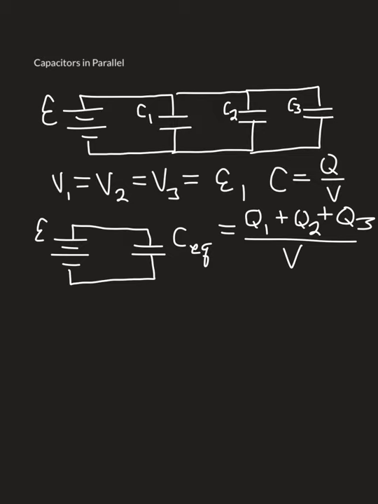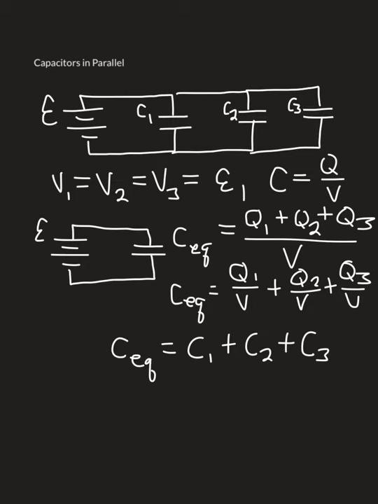We can split up that equation by putting each Q over V separately. This is just a rule of fractions that you can go ahead and split this up into a sum of fractions with a common denominator. Well, Q over V, that's just the capacitance. So we can rewrite each of the terms in this equation as simply the capacitance of that capacitor.